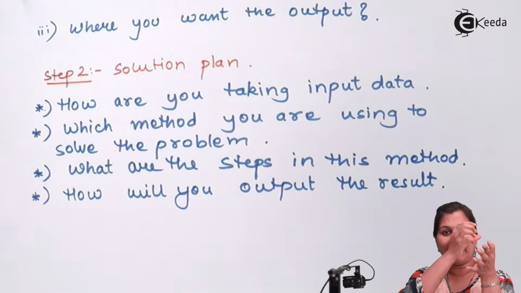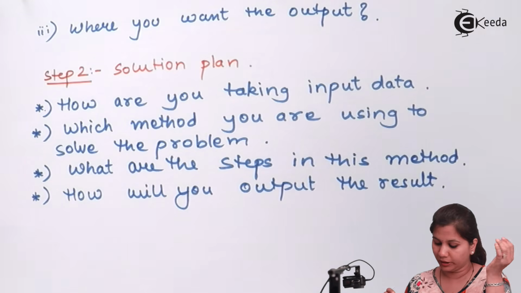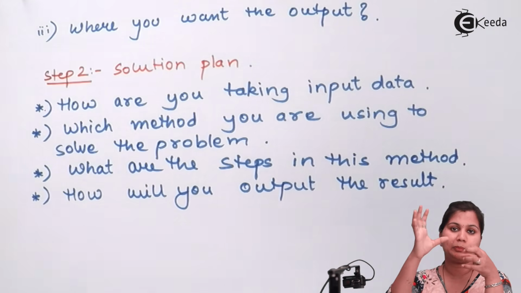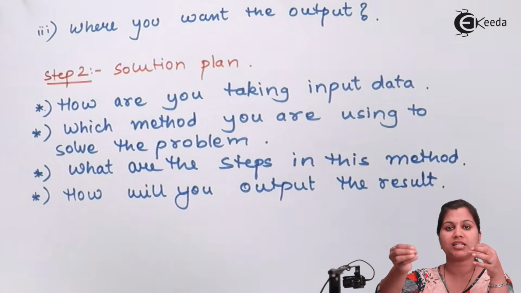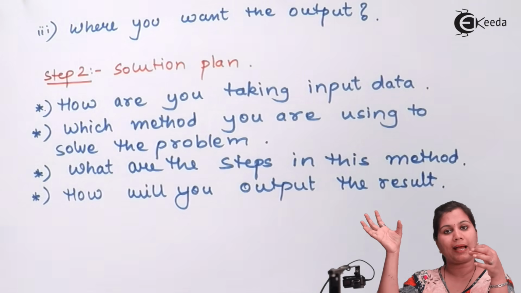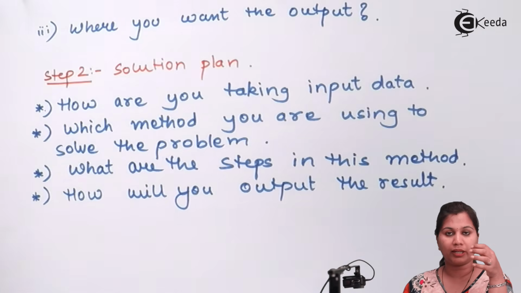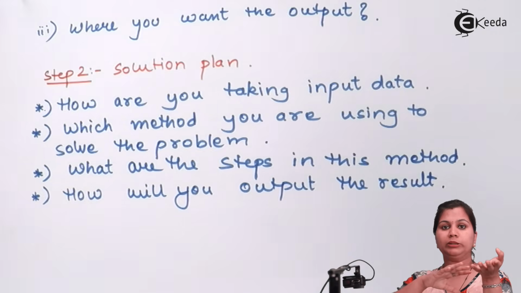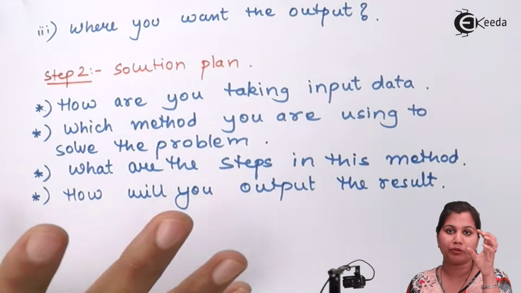Like means that you are planning that in this way I am going to solve this problem. Okay. Next, how will you output the result? Suppose you have to display the result or store the result in the accumulator or in register number 1 of register bank 0. In bank 0, you have to store the result in register 1. Okay, R1 register. So how you are going to display or output the result at that register is also to be decided in step number 2.